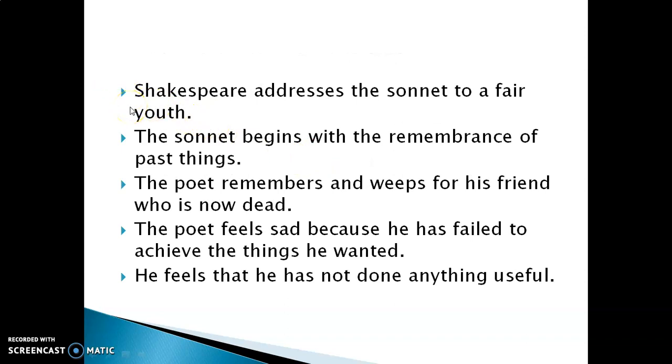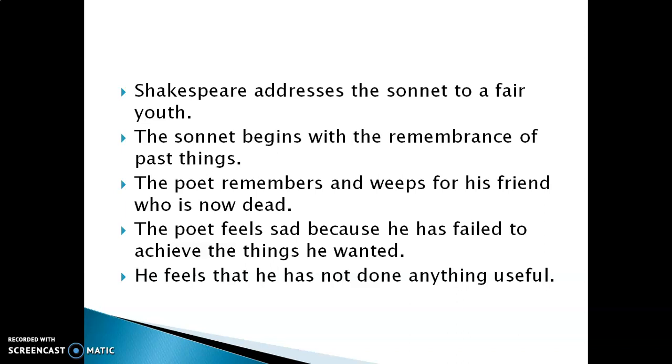So in the sonnet, William Shakespeare addresses the sonnet to a fair youth. The sonnet begins with the remembrance of past things. The poet remembers his past time in the sonnet. The poet remembers and weeps for his friend who is now dead.